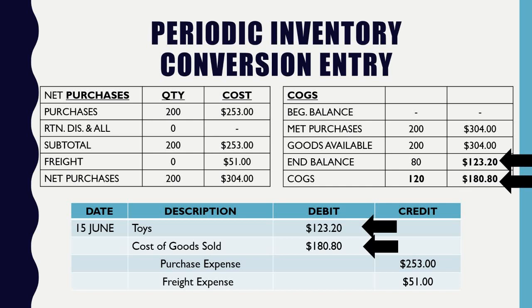All right, and then of course we're zeroing out our freight expense because that's included in the cost of inventory, right? So in this case, we also have to recognize our freight expense, which we know was a total of $51.